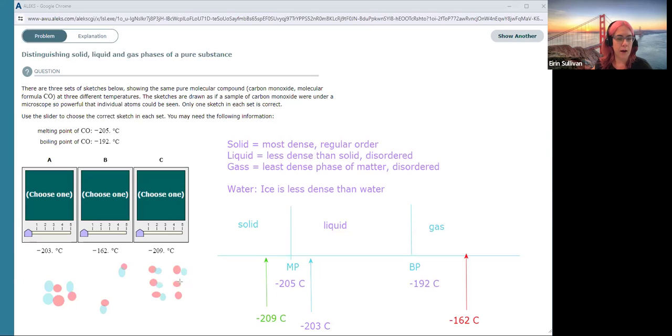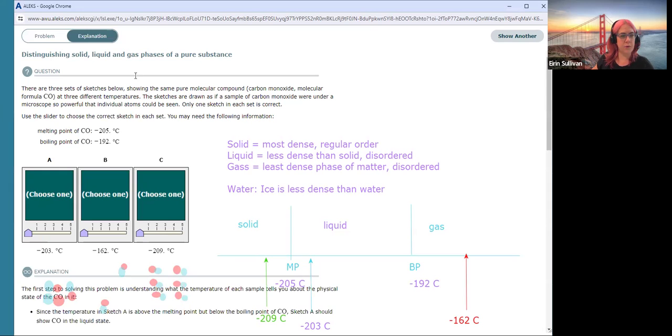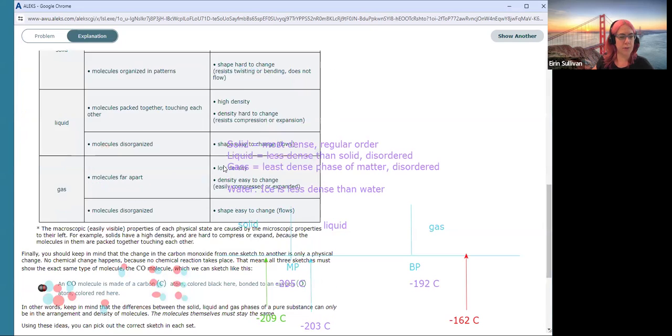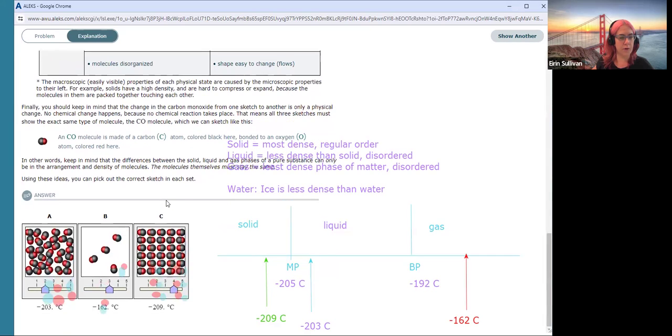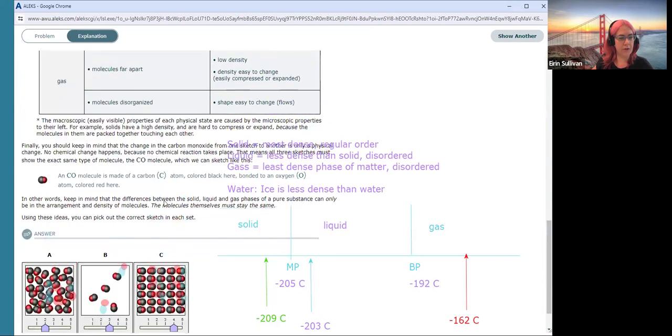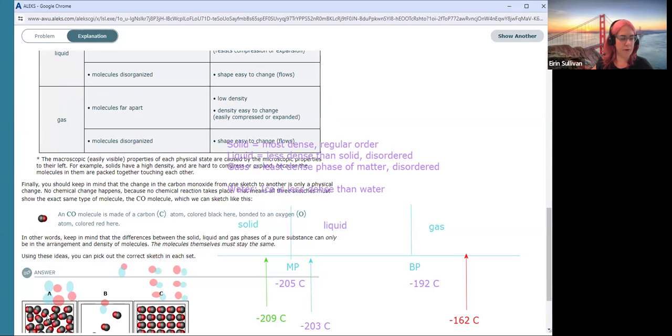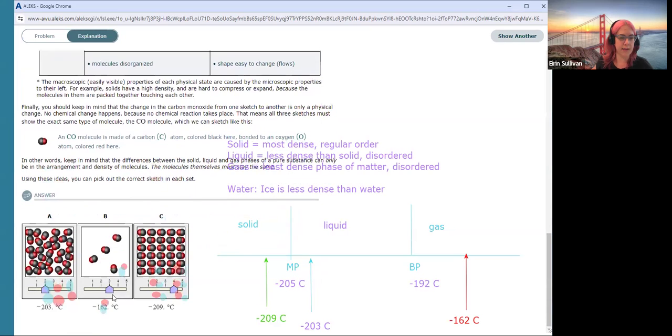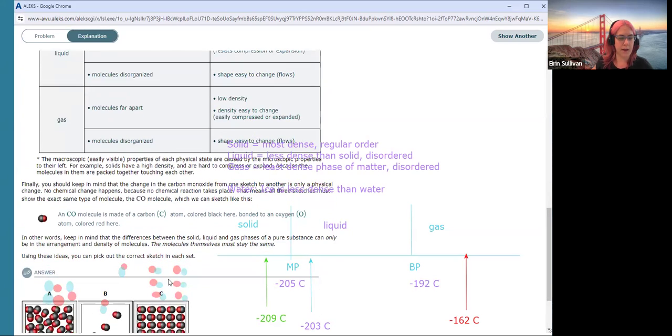Okay. There we go. So it's going to be something a little bit like this. I'm going to be naughty and click onto the explanation so you can see what these pictures look like. So you can see we're pretty accurate with our liquids just kind of jumbled up and disordered, but still fairly dense. Our gas, they are really far apart, and in our solid, they are closely packed together.